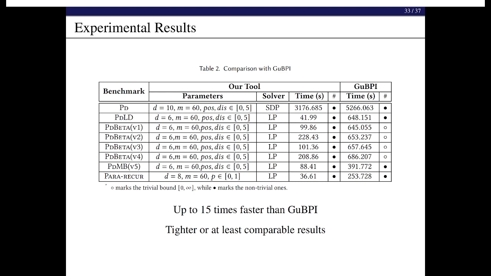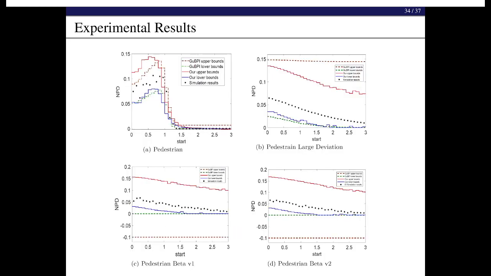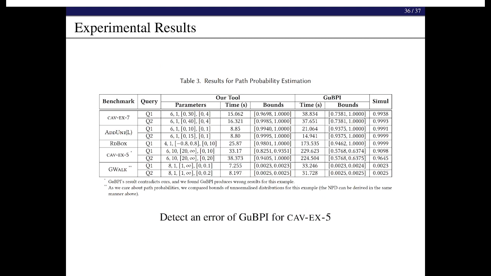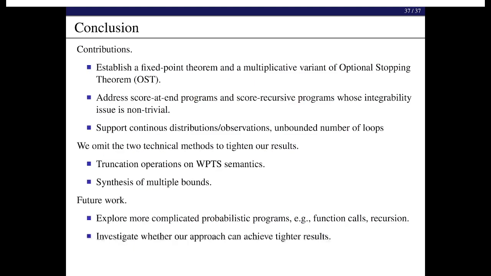We show that our approach is up to 15 times faster than GuBPI, where we can still obtain tight or at least comparable bounds. Finally, we compare with GuBPI on pitch probability estimation. We find that GuBPI produced a wrong result on one example.